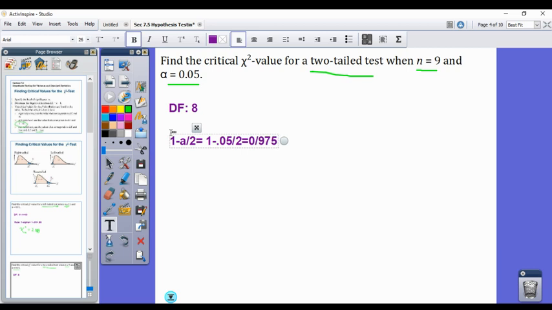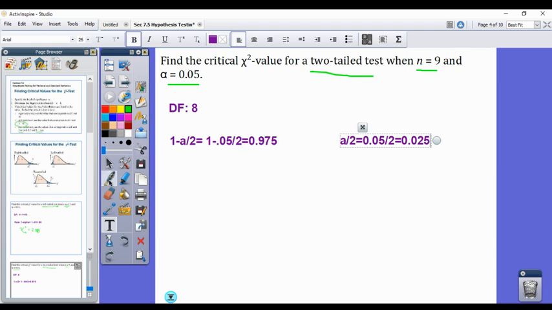0.975. And then the other thing that we have to do is alpha divided by 2. So alpha divided by 2 is 0.05 divided by 2, which is 0.025.